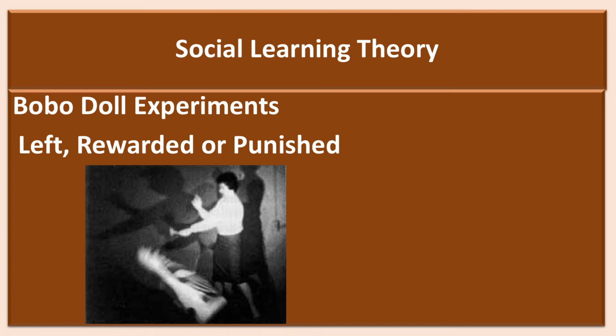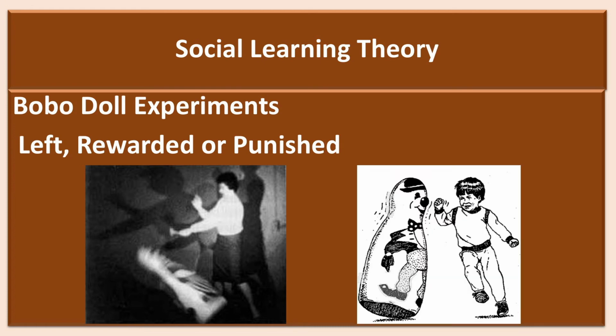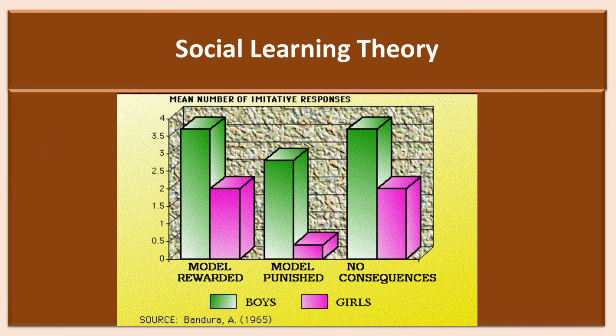In a second condition, the adult was rewarded for the aggressive behavior, and in a third condition, the adult was punished. The aggressive acts of children were then observed in each of these conditions. Bandura found that when no consequences were provided, and when the adult was rewarded, the children's behavior was essentially equivalent. However, when the adult was punished, the children showed fewer imitated responses, with the girl's behavior decreasing dramatically.